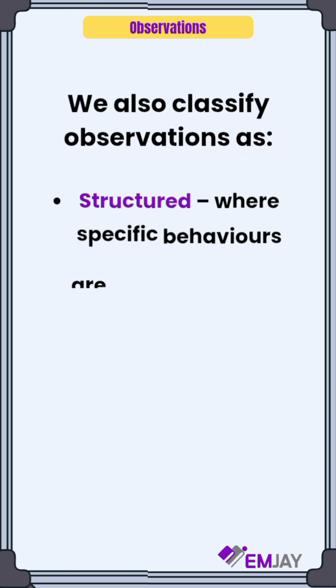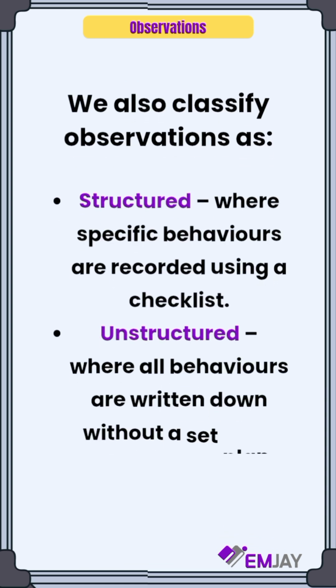We also classify observations as structured, where specific behaviors are recorded using a checklist; unstructured, where all behaviors are written down without a set plan.